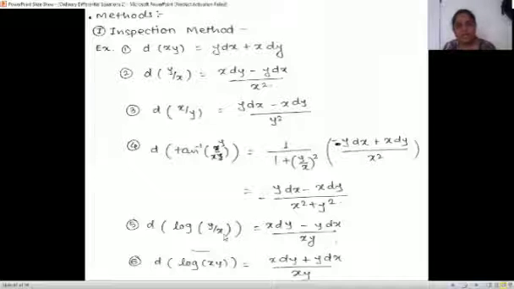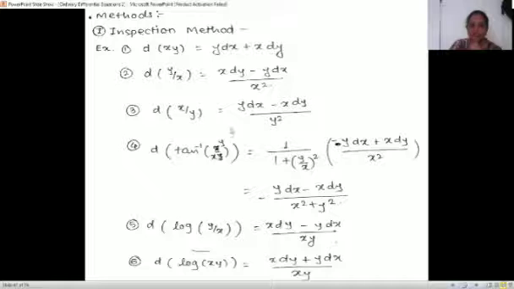So there are some methods where non-exact equations can be solved. By inspection, we can solve some things like the derivative of xy. If there is a term y dx plus x dy, we have to write this as the derivative of xy. Similarly, if it is y by x, then x dy minus y dx upon x square. If some term like that is there, we have to write this as the derivative of y by x.